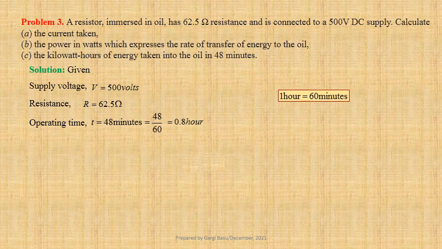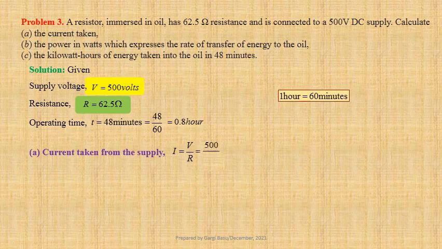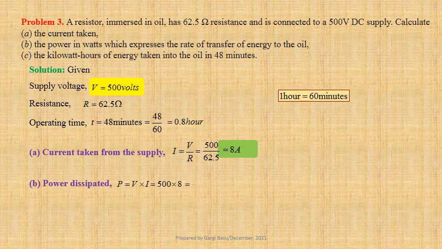Let us first calculate current taken from the supply. I equals V divided by R. Using values we get 500 divided by 62.5, that is equal to 8 ampere. Power dissipated in the oil P equals V into I. Using values we get 500 into 8, that is equal to 4000 watts.